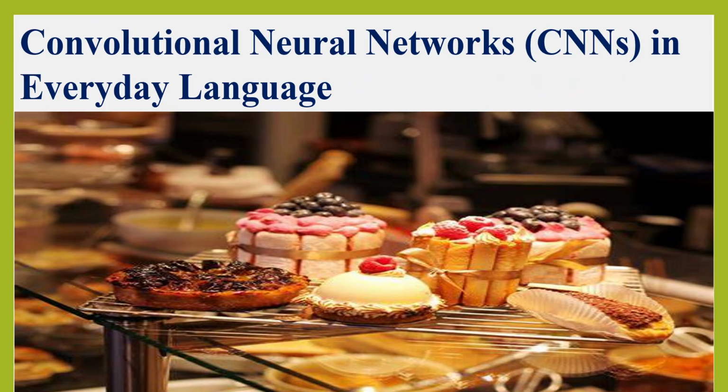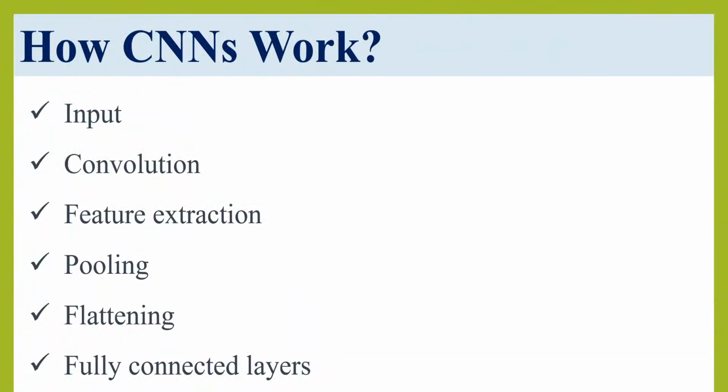So imagine you are an owner of a bakery and you want to build a machine that can recognize different types of pastries like cakes, cookies, and bread. You want this machine to look at a picture of a pastry and say, that's a cake or that's a cookie. A CNN is like a super smart computerized version of that machine. It is a type of artificial intelligence designed to recognize patterns in images like the shapes and the features of pastries. So how does CNN actually work?